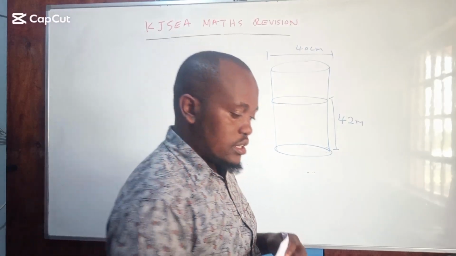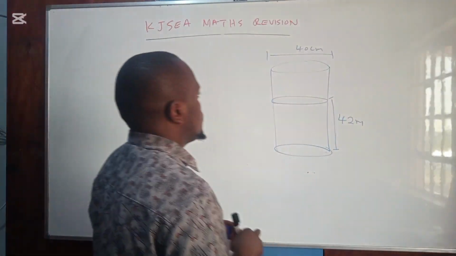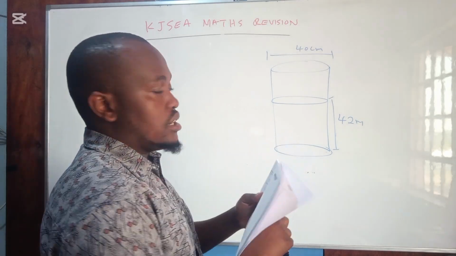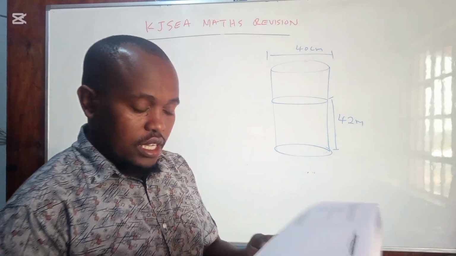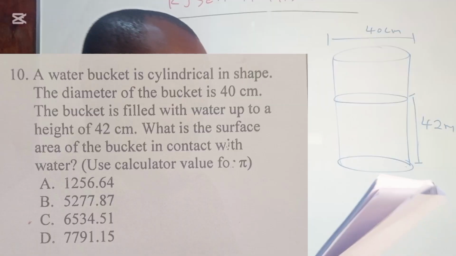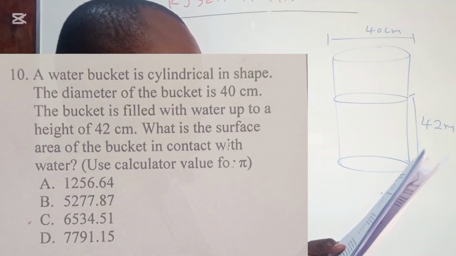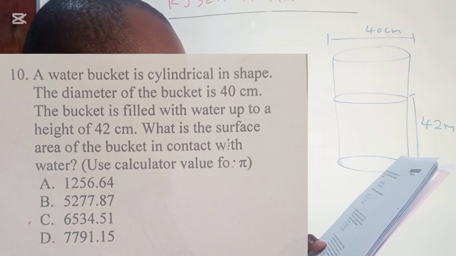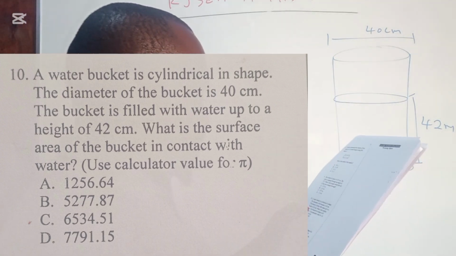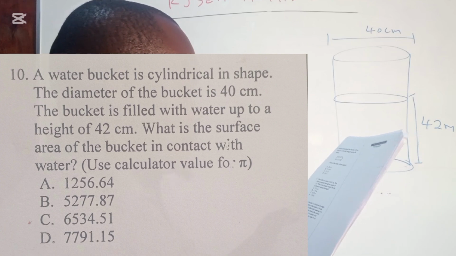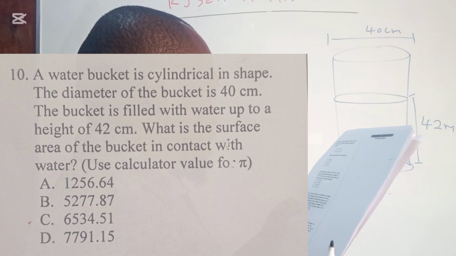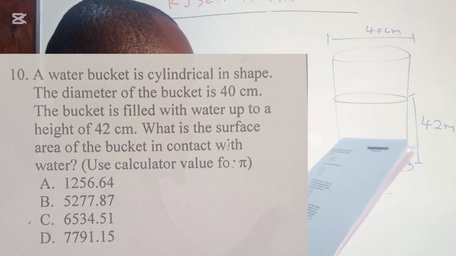Hi, this question asks you to find the surface area that is in contact with water. So this is KCSE 2025 question 10. A water bucket is cylindrical in shape. The diameter of the bucket is 40 centimeters. The bucket is filled with water up to a height of 42 centimeters. What is the surface area of the bucket in contact with the water?